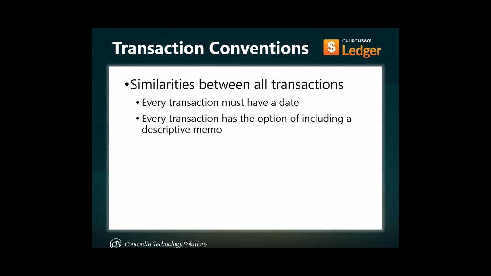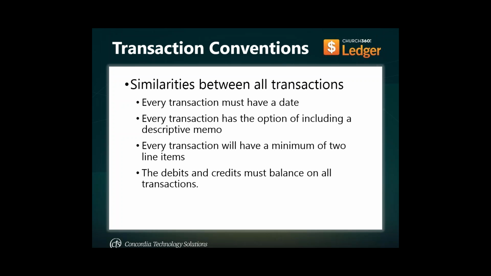So anytime you enter in that transaction, you can add additional text that will help you remember what this transaction was for. And typically that's used when dealing with journal entries or transfers, so checks and deposits are pretty straightforward. Every transaction will have a minimum of 2 line items. We were talking earlier about that being part of fund accounting. So whenever you create these transactions, guaranteed to at least have a credit and debit on those transactions. And the debits and credits must balance on all transactions.